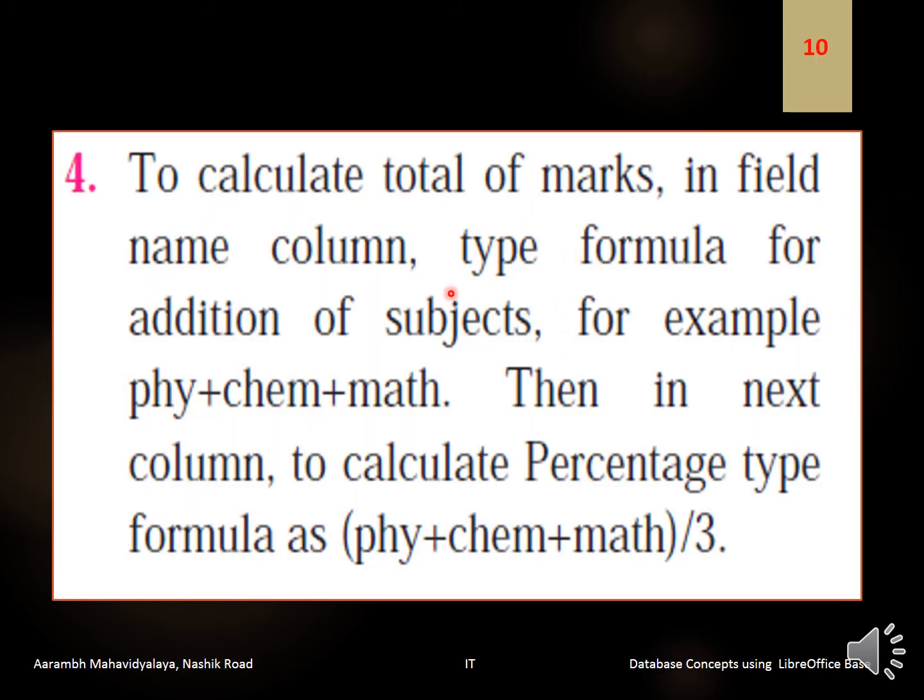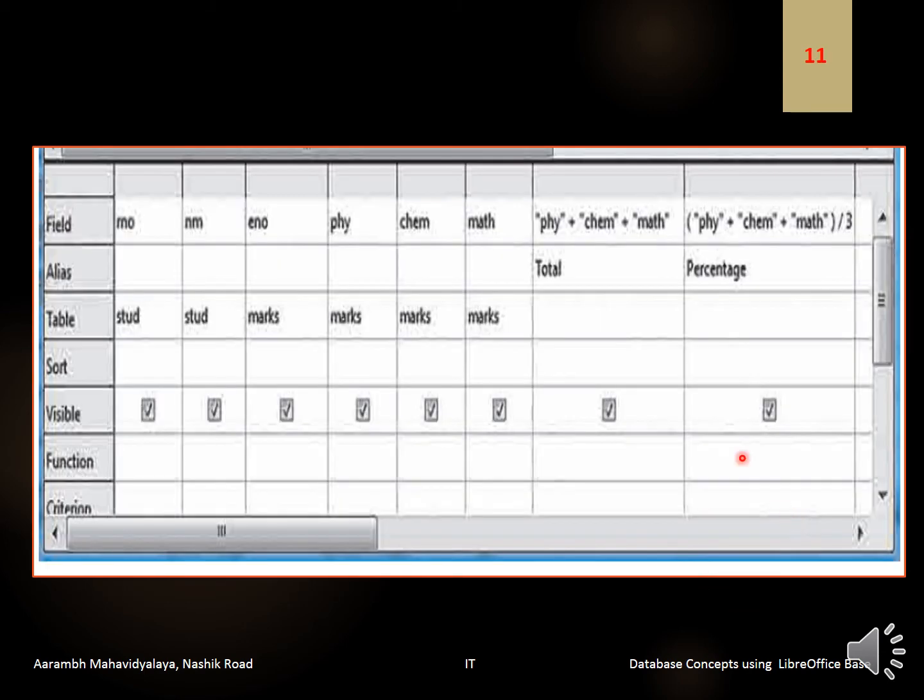Now to calculate the total marks, in the field name type the formula as the addition of subjects, just like physics plus chemistry plus maths, and then in the next column to calculate the percentage you have to type the formula as physics plus chemistry plus maths, its addition, and it will be divided by 3. It is just like this. Here addition is physics plus chemistry plus maths, alias is given as total, and for percentage physics plus chemistry plus maths, and its total is divided by 3, that is the percentage. Okay.